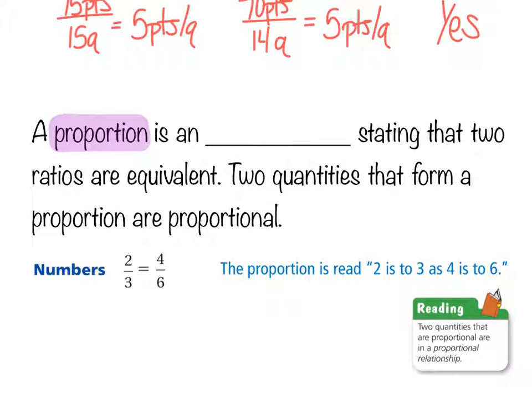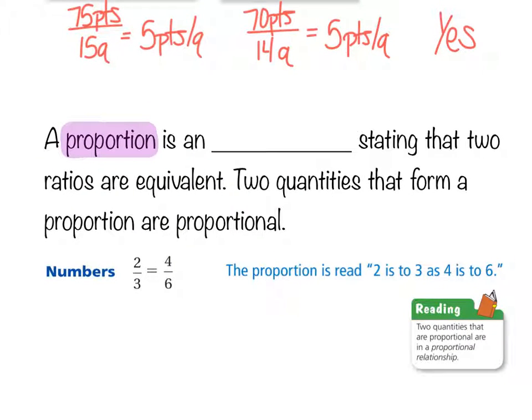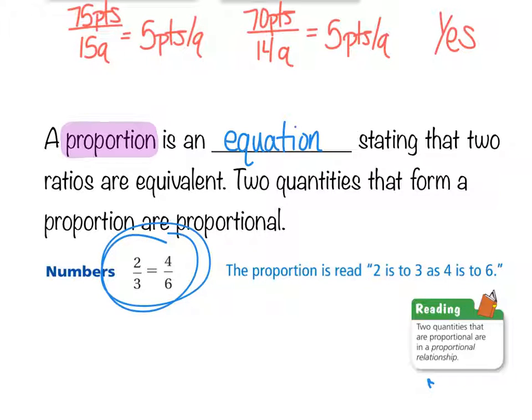All right, so let's get to today's vocabulary for today's lesson. We're talking about proportions in this lesson, and a proportion is an equation stating that 2 ratios are equivalent. 2 quantities that form a proportion are said to be proportional. So it's an equation. It looks like this: 2/3 equals 4/6. Or you would say 2 to 3 equals 4 to 6.